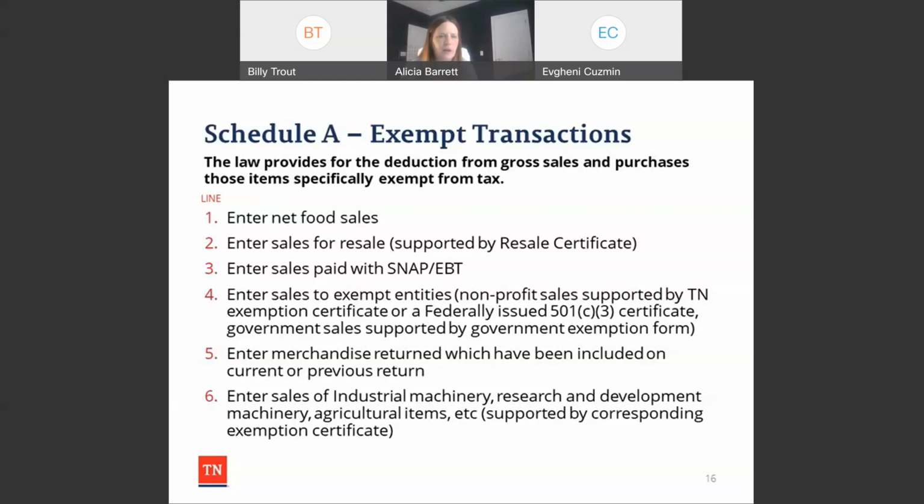Number 5 is for items that have been returned. So this is just merchandise that has been returned. And line 6 is going to be for sales of industrial machinery, research and development machinery, and agricultural items. All of these things have their own exemption certificates. And with all of those exemption certificates, the nonprofit, the resale certificates, the government exemptions, agricultural exemptions, you do need to maintain those in your records for a period of 3 years.